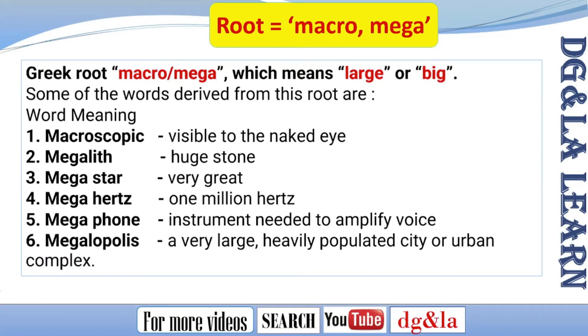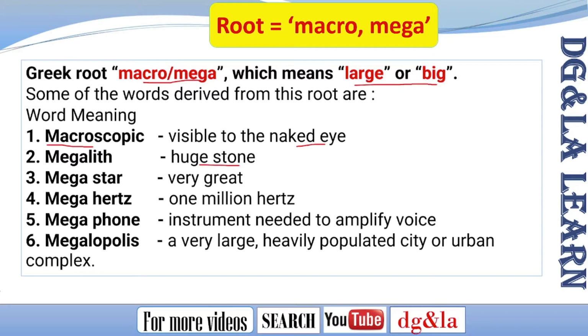The next one is macro or mega. Both are the same. We call it large or big. Anything related to large or something huge, big, humongous, we say macro or mega. Some of the words are macroscopic. That is visible to the naked eye, which we are able to see clearly with just our naked eyes. Such vision is called macroscopic. Macro means large or big. And the next one is megalith, a huge stone.